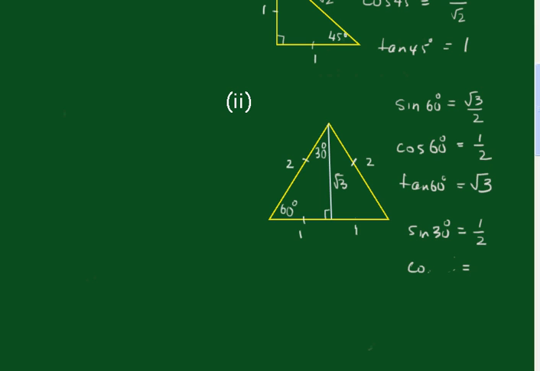Cos of 30 degrees. You've probably got this now. Cos of 30 equals root 3 on 2, which is the complement of the sine of 60. And here we've got tan of 30 is equal to 1 on root 3. Now these are really important exact ratios to either derive like this or to memorize.